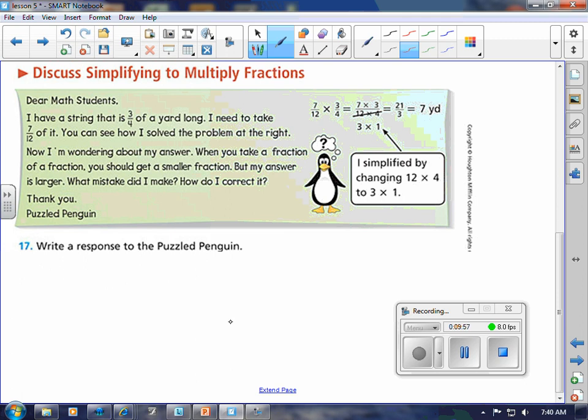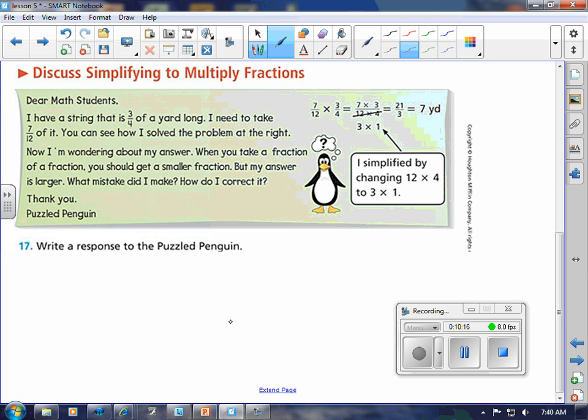Dear math students, I have a string that is 3/4 of a yard long. I need to take 7/12 of it. Can you see how I solved the problem at the right? Now I'm wondering about my answer. When you take a fraction of a fraction, should you get a smaller fraction? But my answer is larger. What mistake did I make and how do I correct it?